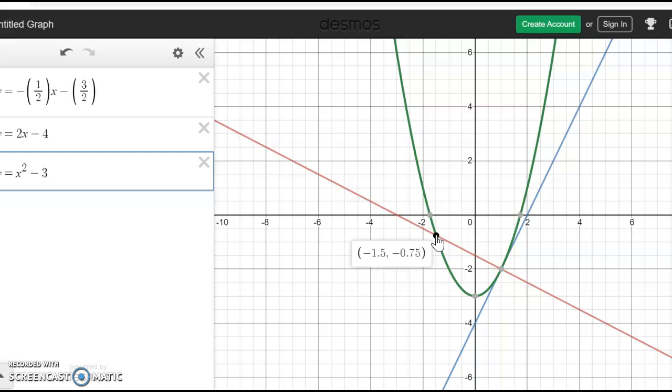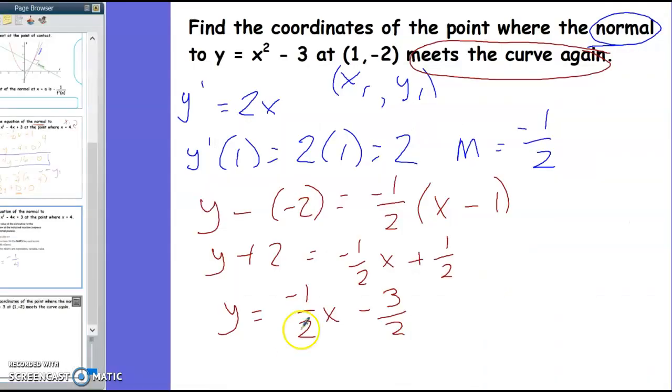So since you're going to be working from home for a while, if you want to do that with Desmos, that will be fine. I know you guys know how to do that on your regular calculator as well, but if you want to find that point on Desmos, negative 1.5, negative 0.75, and I'll come over here and write that down as the final answer, negative 1.5, negative 0.75. So in using your resources, it's okay to use Desmos at this point since you're going to be home for a while.